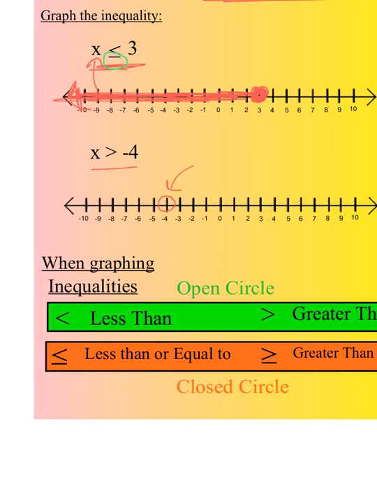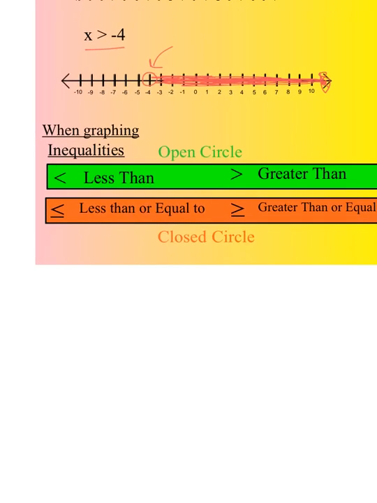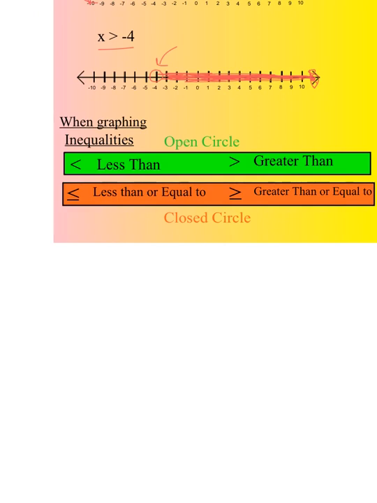Notice I leave the circle open. And then I shade to the right because I want all numbers that are greater than -4. So that'd be like -3 and -2 and -1 and all the positive numbers, okay? So like that. If you need something to help you, here's a little colored picture to help. Open circles are for less than and greater than signs. And when you're going to close the circle, you're going to fill it in. You'll have less than or equal to, or greater than or equal to.